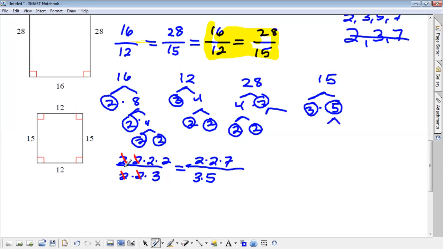So what I have here is 2 times 2 is 4. Denominator is 3 in there. 2 times 2 times 7. That'll give you 28. 3 times 5.